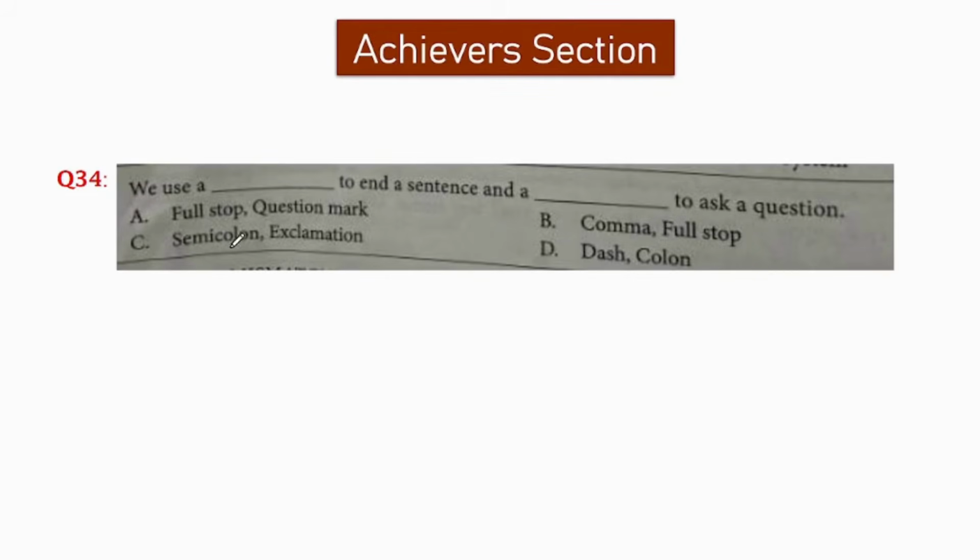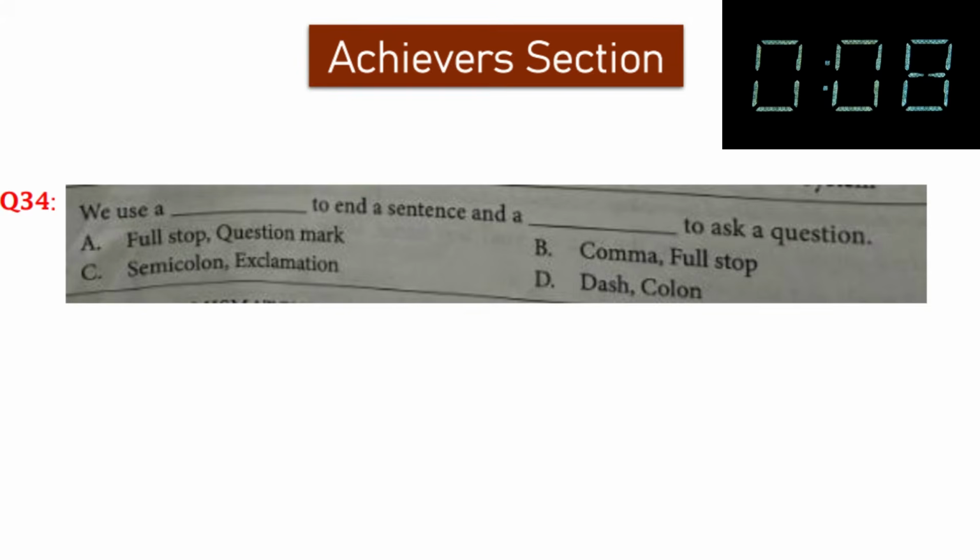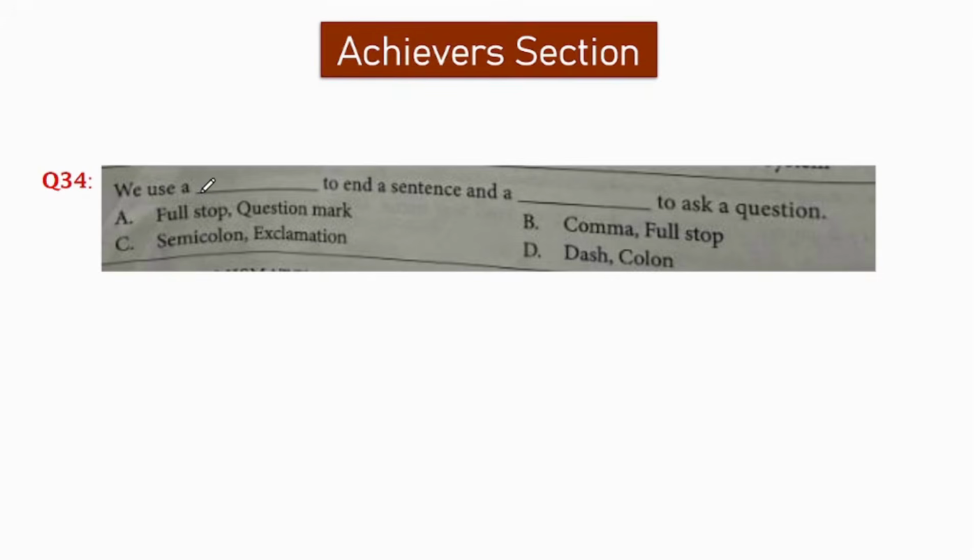You take your 10 seconds and solve this question. We use a dash to end a sentence and a dash to ask a question. Very simple question. You solve. All right, so we use a dash to end a sentence. End a sentence. Full stop. And full stop is not there in any of the options. It means A is the right option. Anyway, let's solve this. We use a full stop to end a sentence and a question mark to ask a question. It means A is the right answer.